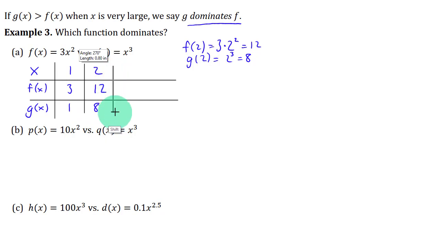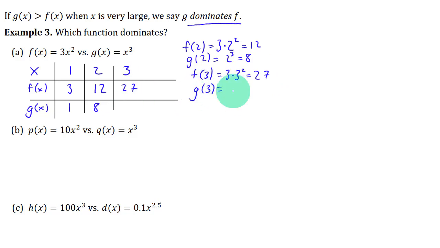And then when you plug in 3, we'll see what happens. I guess I should do f of 3 first. F of 3 is going to be 3 times 3 squared, which is 3 times 9, which is 27. And g of 3 is going to be 3 to the power 3, which is also 27. So at this point they're the same.